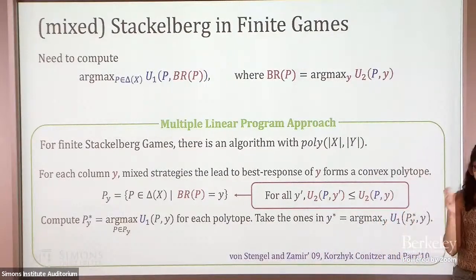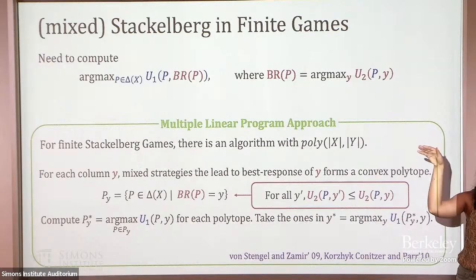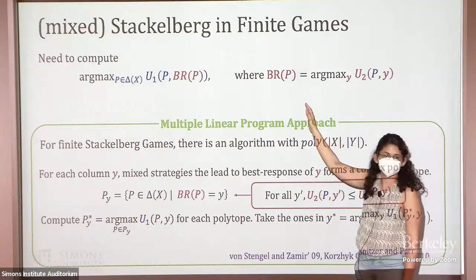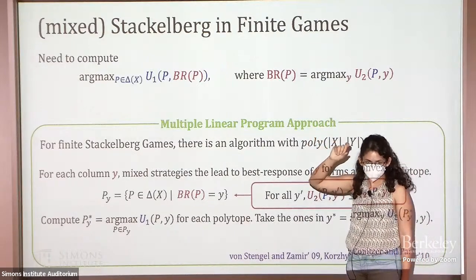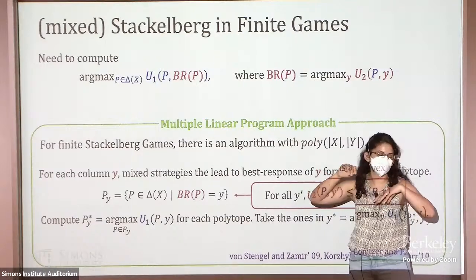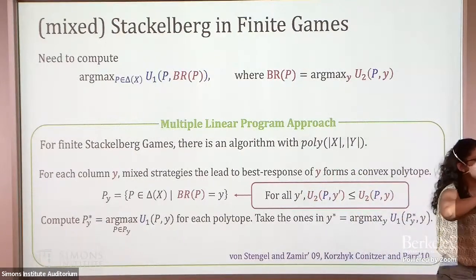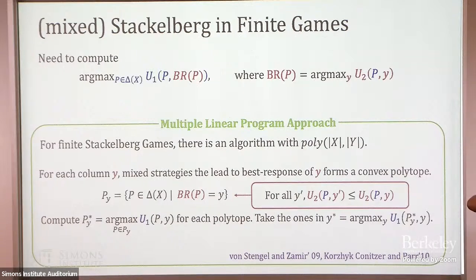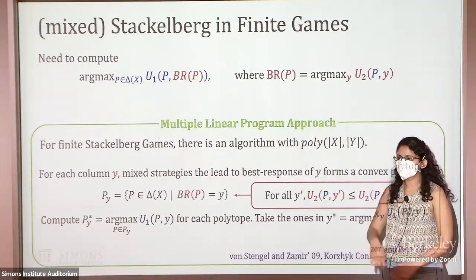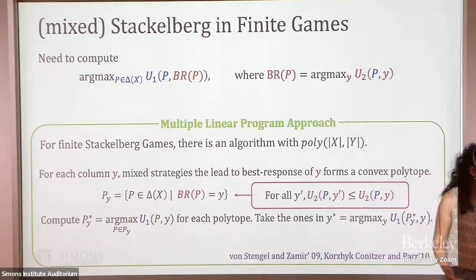And typically the best response is a set, not necessarily a single action. Exactly, it could be a set of columns rather than a single column. And you usually think about tie breaking in the worst or in the best case for the leader. And once you make whatever assumption you're making, you can adjust all of this. Let me tell you that it doesn't really matter.